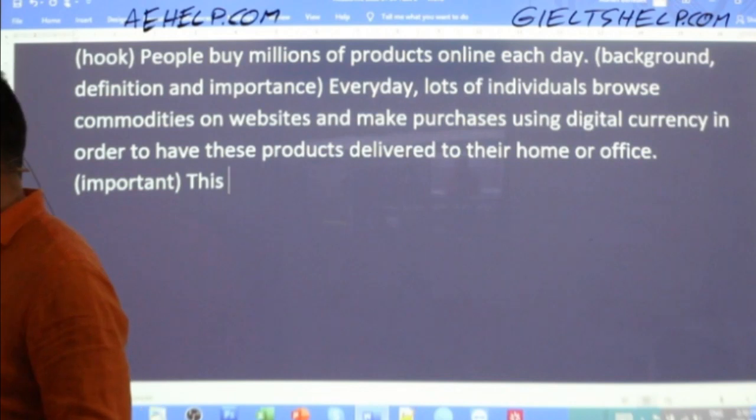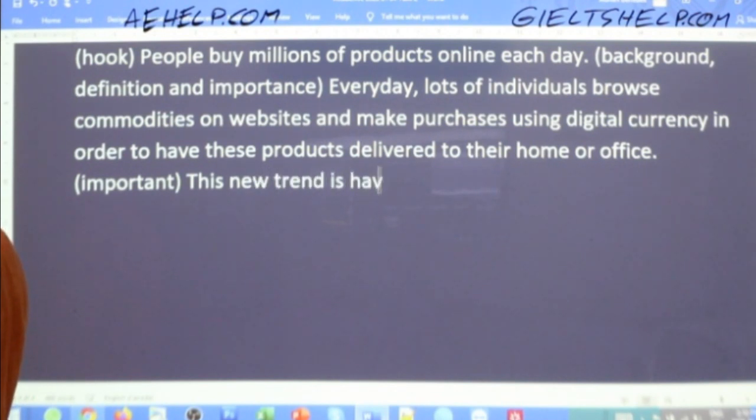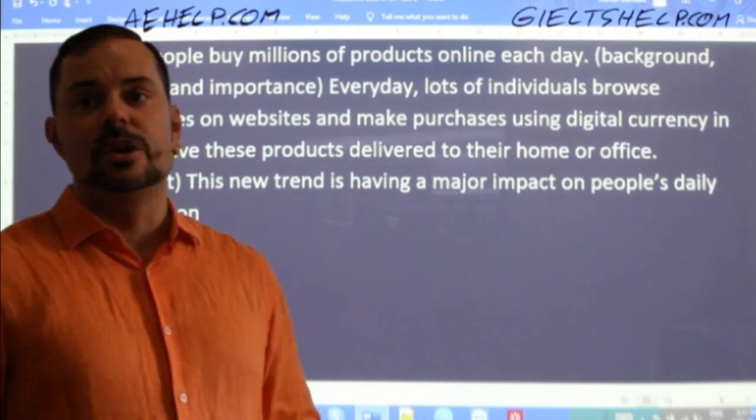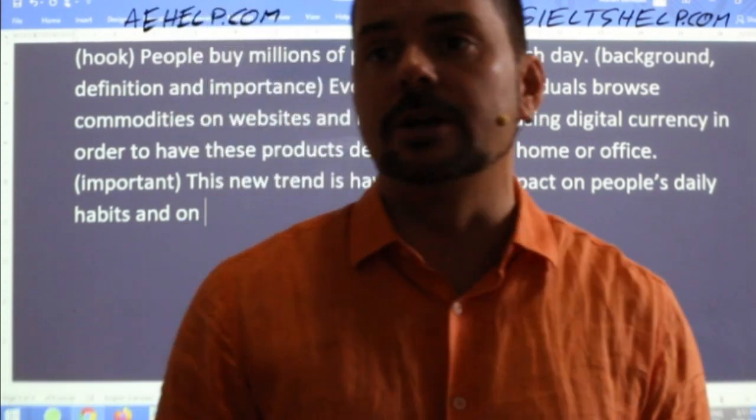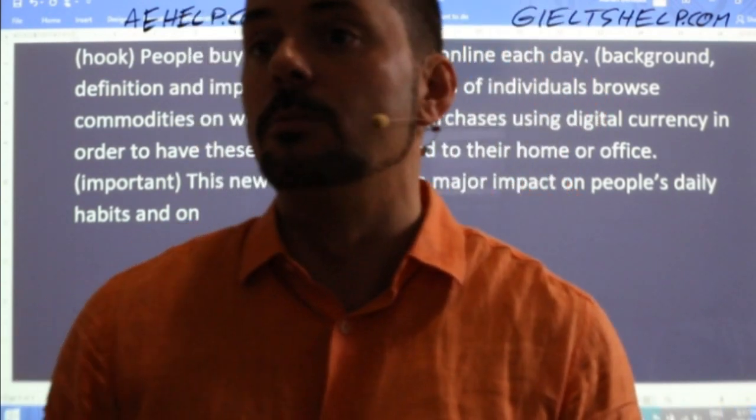So while you think about that, I'll write the first point that Rajveer already mentioned. So this new trend is having a major impact on people's daily habits and on, yeah, that's right. Rajveer says economy of the country. Not just the economy of the country. Rahul says economy as a whole, and Kisi agrees, global economy.